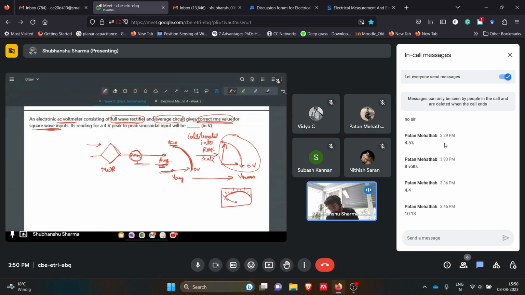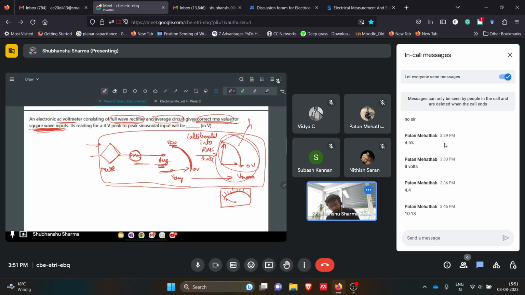Now, when we say that this is being done for square wave inputs, what they are trying to say is that they have made this instrument. So this is now a full instrument, and this is the display part of that instrument. All of this is done internally in the meter, and finally, after some calculations, they show the scale as the RMS scale. But for which signal? They are saying for square wave inputs.